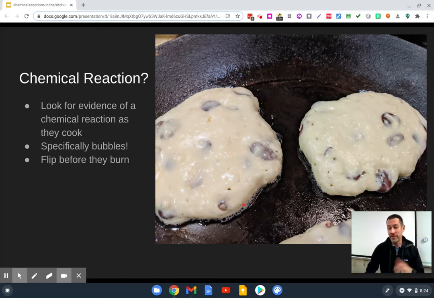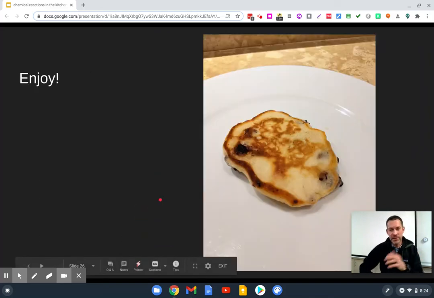Make sure you flip it before they burn. If you have a small spatula, you can scrape it under there and look and check what color it is. And if you have it right at the amount of browning you want, flip it over. Once you flip it over, there's your pancake.